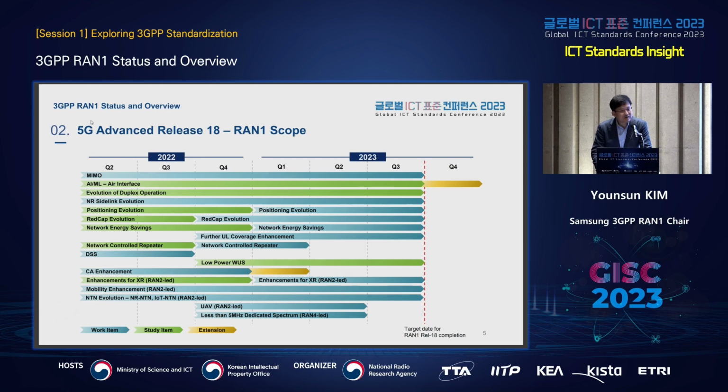And this is the entire work scope that we handled in Release 18. We have MIMO, AI/ML, evolution of duplex, side link, positioning, RedCap, network energy savings, uplink coverage enhancement, network control repeater, dynamic spectrum sharing, low power wake-up signal, CA enhancements for XR, which is RAN2 led, mobility enhancement, NTN evolution, which is basically communication over satellites, also led by RAN2, UAV, and less than 5 megahertz dedicated spectrum. So it was a big project. There was a lot being discussed within this Release 18 context.